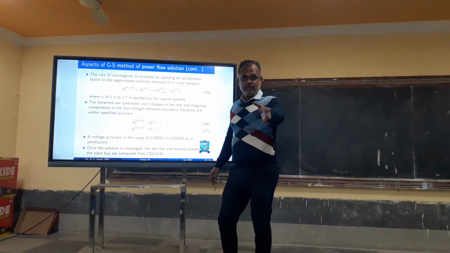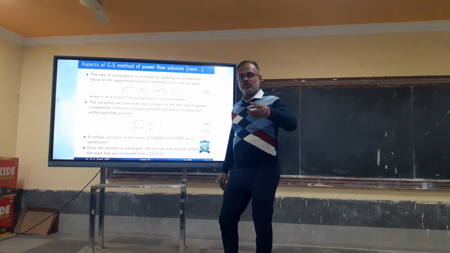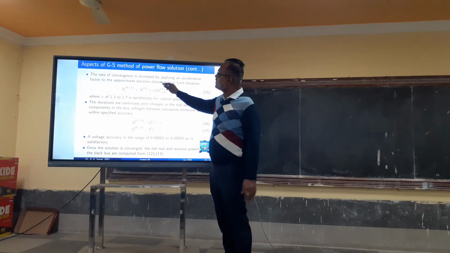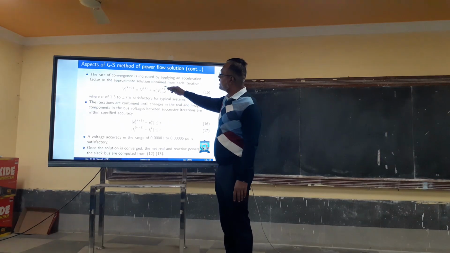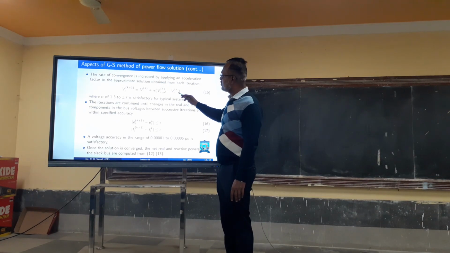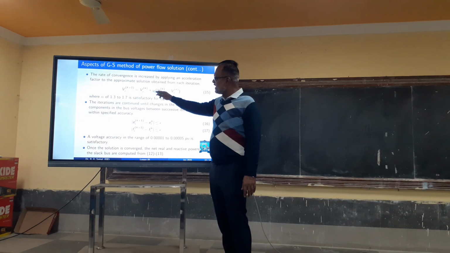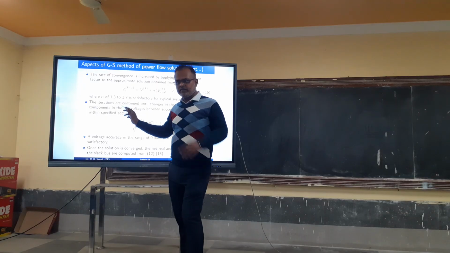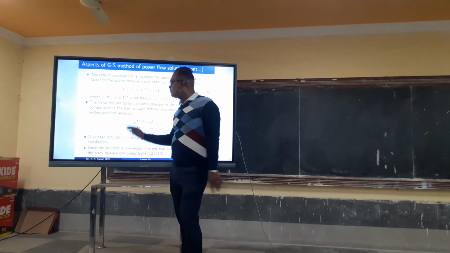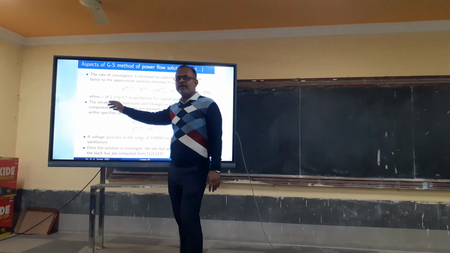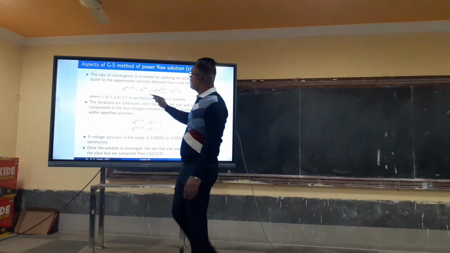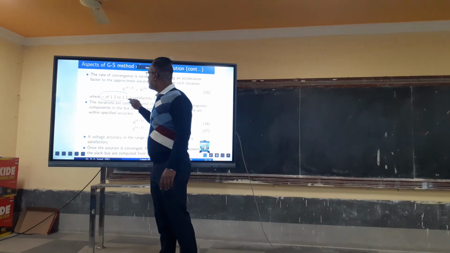As we discussed, the rate of convergence can be increased by selecting an acceleration factor. The rate of convergence is increased by applying an acceleration factor to the approximate solution obtained from each iteration. So we accelerate. A typical value of alpha is 1.3 to 1.7. This can be a short question somewhere. You write down: typical values of acceleration factors are 1.3 to 1.7.